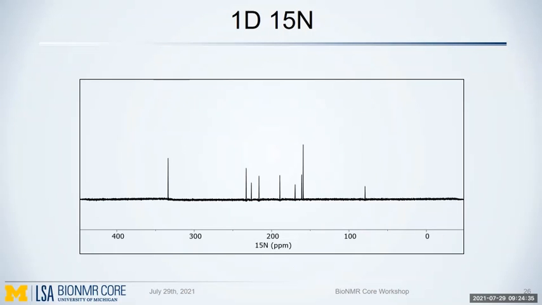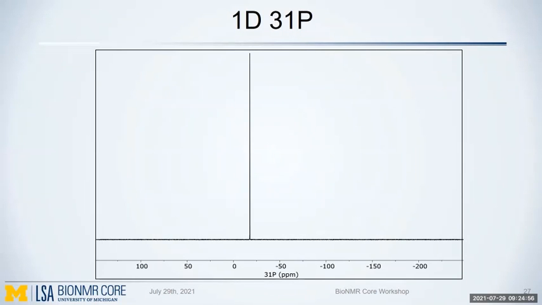Okay, we can also run other nuclei. Like given here is a 1D nitrogen-15 experiment. It's actually very easy, like running your 1D carbon and 1D proton, just a simple 1D experiment. And each of those nitrogen nuclei will show one peak in your 1D nitrogen NMR spectrum. You can also run some other nuclei like phosphorus. This one has one phosphorus nucleus, and it showed up in this spectrum with one huge peak.